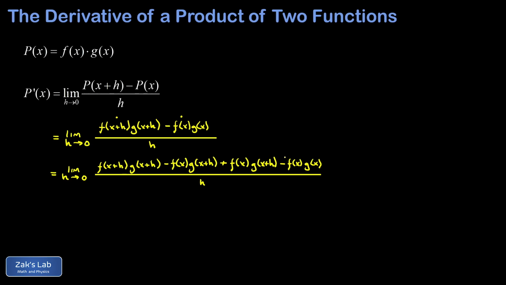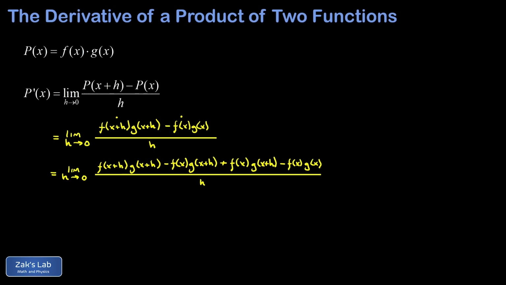My second two terms also work out really nice. The common factor there is f of x, and if I factor that out, I get g of x plus h minus g of x, which ultimately leads to a derivative of g. So in the next step, I'm going to get a couple things done with the algebra here.